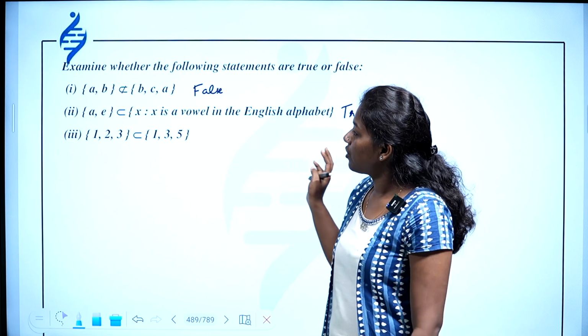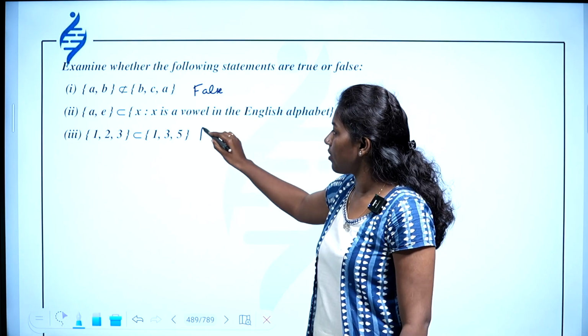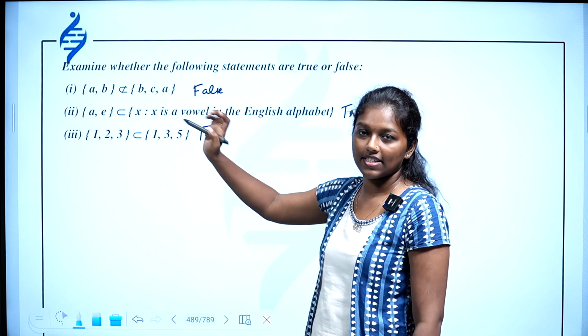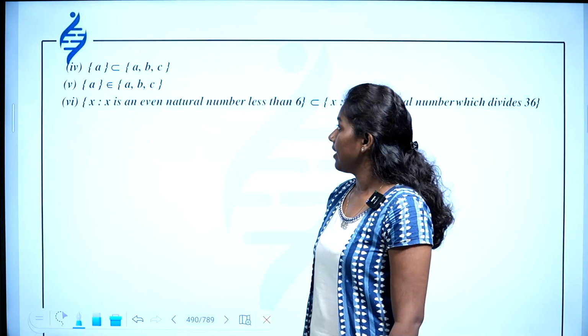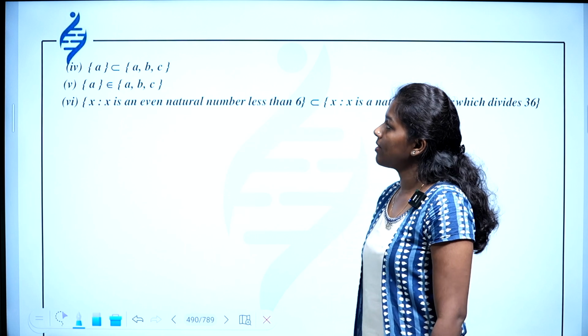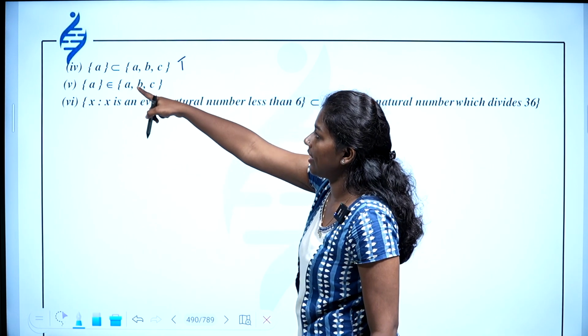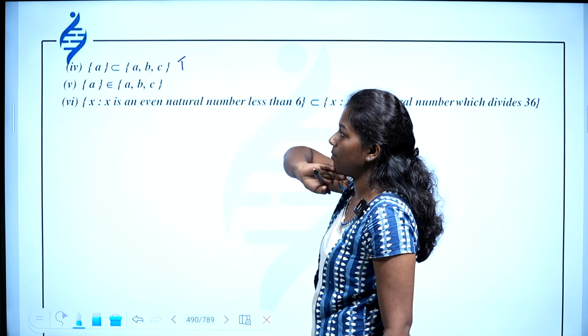Then {1, 2, 3} subset of {1, 3, 5}. This is false, because 1, 2, 3 is there and 2 is not there in the second set. So this is false. Next, set {a} subset of {a, b, c}. Yes, this is true, because a is the only element in our first set, and the second set contains a, b, c.